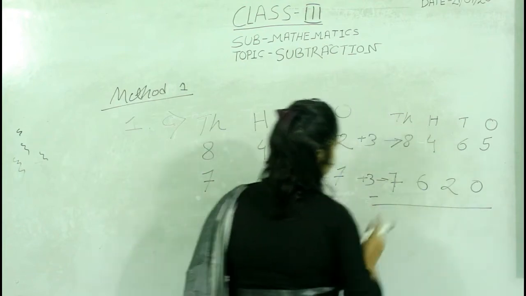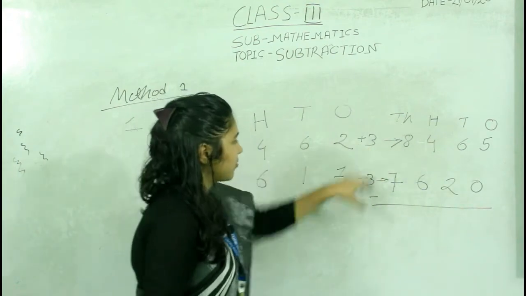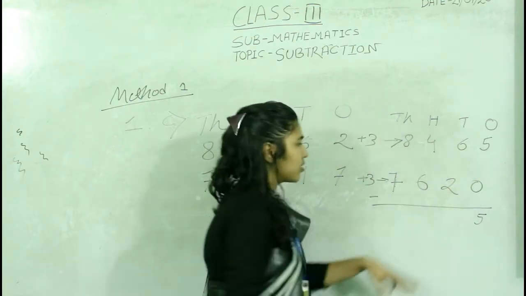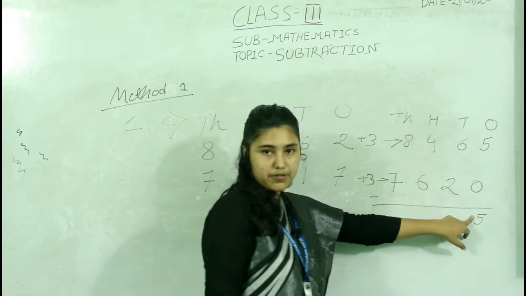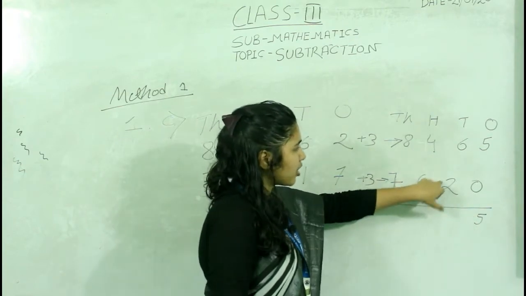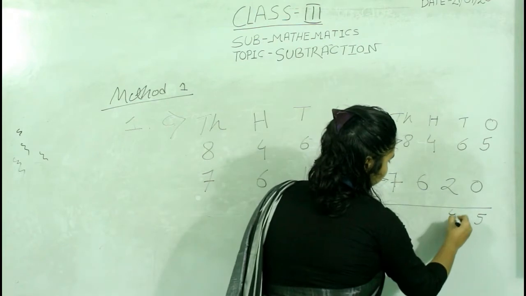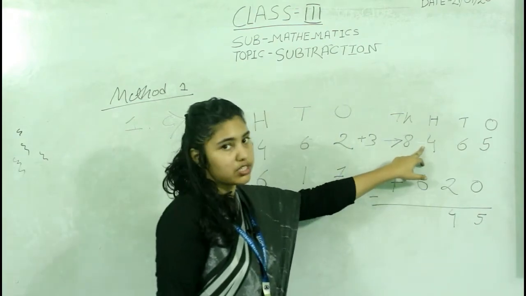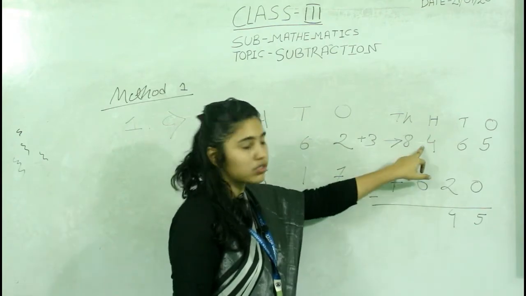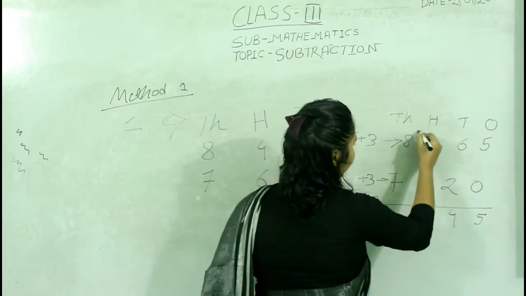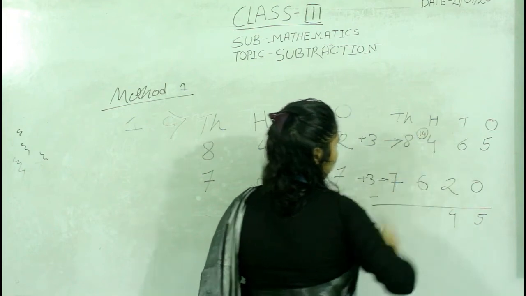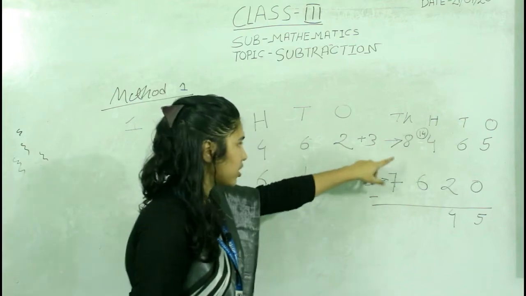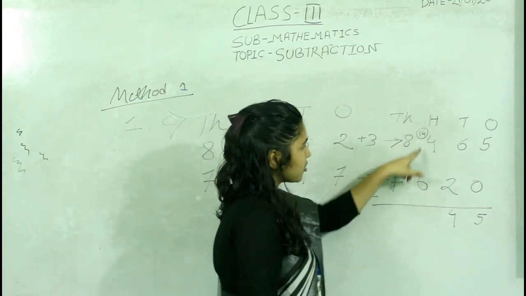Now subtract these two numbers. Here subtract 0 from 5, that means 5 itself. Again subtract 2 from 6, which is 4. Next subtract 6 from 4, which is not possible because 6 is more than 4. So again assume 4 as 14. That means just add 10 to 4. 10 plus 4 is 14. Now subtract 6 from 14.